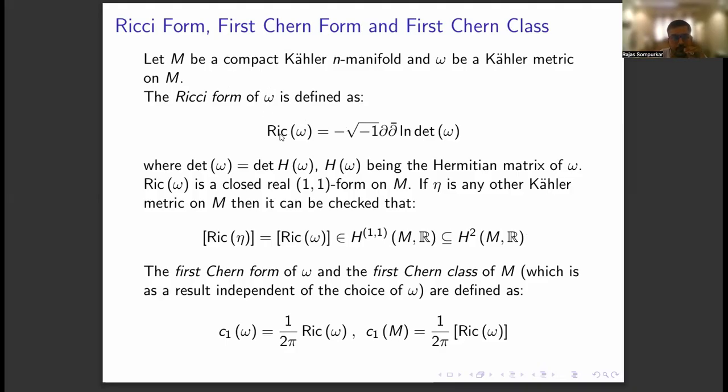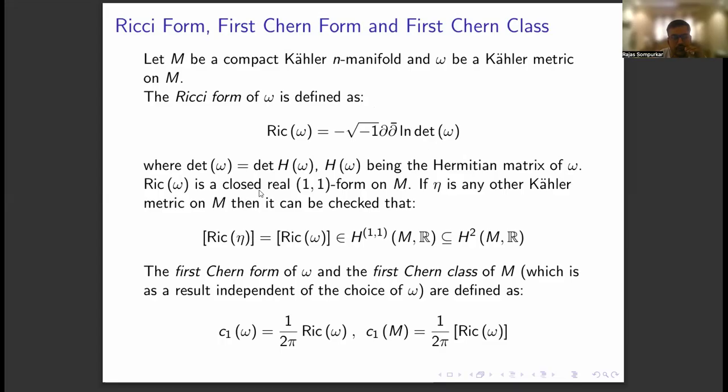Okay, so this Ricci of omega, because it is square root of minus 1 del bar exact, and as we saw by the del bar lemma, de Rham cohomology and Dolbeault cohomology are going to be isomorphic for Kähler manifolds. That's why this Ricci of omega is also going to be d-closed. So this is a d-closed (1,1) form on M, and then we can have its real cohomology class, the de Rham cohomology class.